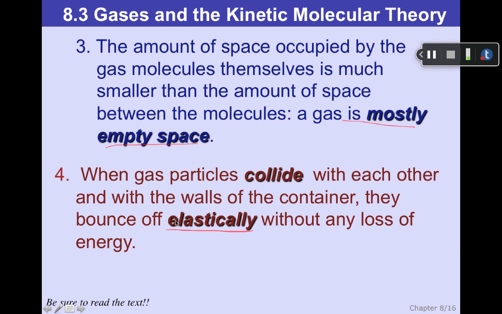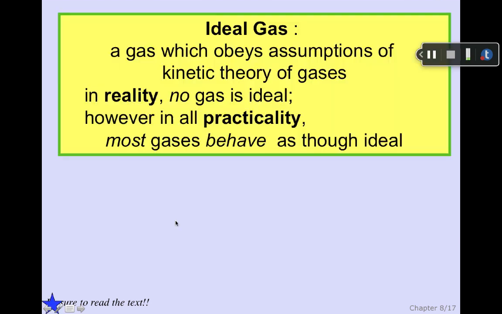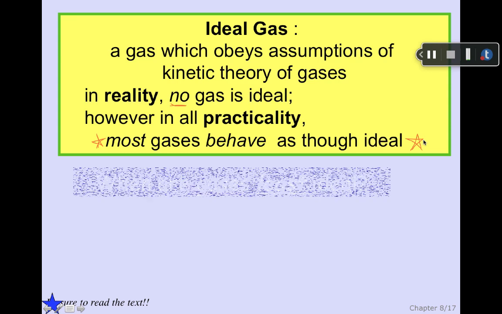So how are these ideas in the kinetic molecular theory helpful to us? It has to do with how we describe an ideal gas. An ideal gas is one which obeys the assumptions set forth in this kinetic molecular theory of gases. In reality, we live in a real world. No gas is ideal. But in practical matters, most gases will behave as though they are ideal unless the conditions are such that they don't obey those 4 concepts.